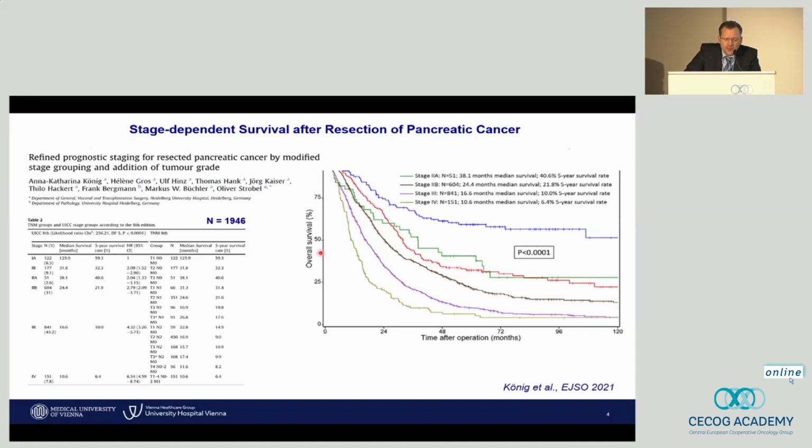Why is this? This probably has to do with a certain therapeutic nihilism towards pancreatic cancer, because many doctors still think patients with pancreatic cancer have such a poor prognosis, and surgery is associated with a decrease in quality of life and therefore not indicated. Here you see the stage-dependent survival of pancreatic cancer, and you see that it's actually quite good in early stage, and even in stage 2B, it's 24.4 months after surgery, independent of administration of chemotherapy in this study.